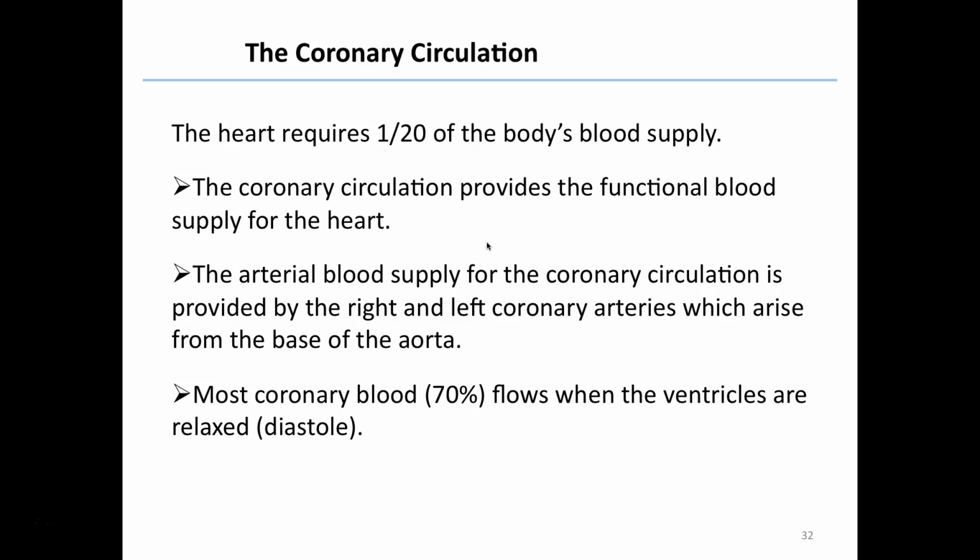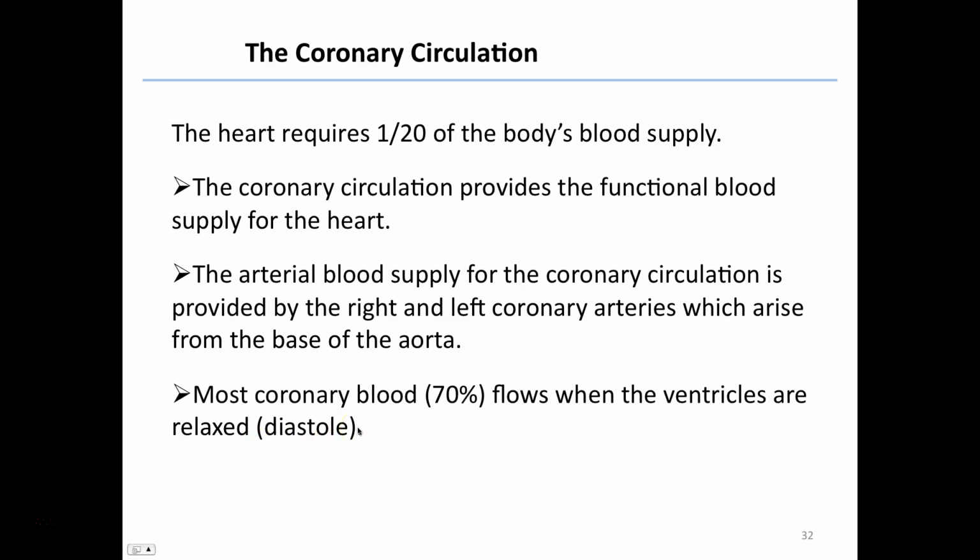So the arterial blood supply for the coronary circulation is provided by 2 arteries called the right and left coronary arteries. And these arise from the base of the aorta. When we say the base of the aorta, it's immediately after the aorta leaves the left ventricle and immediately after that aortic semilunar valve. There are 2 small arteries that rise off the lateral sides of the aorta, and these are the left and right coronary arteries, and their sole purpose is to supply oxygenated blood to the walls of the heart.